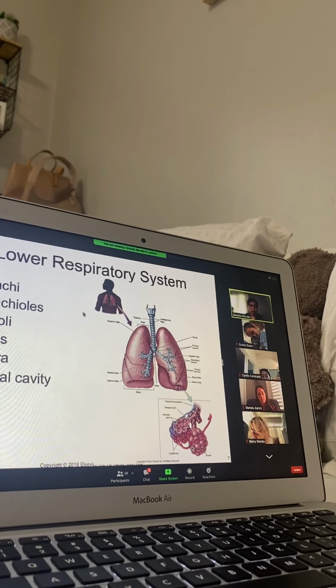Now, any questions on the upper respiratory? Did I miss anything there? Do you have any questions on the upper respiratory tract? The pharynx, the larynx.